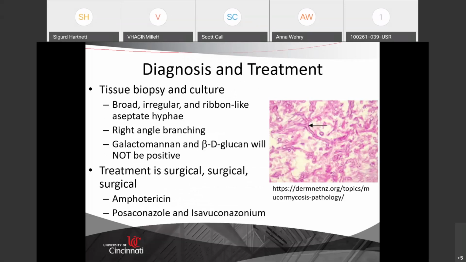To diagnose this, the diagnosis of choice is really biopsy and tissue.